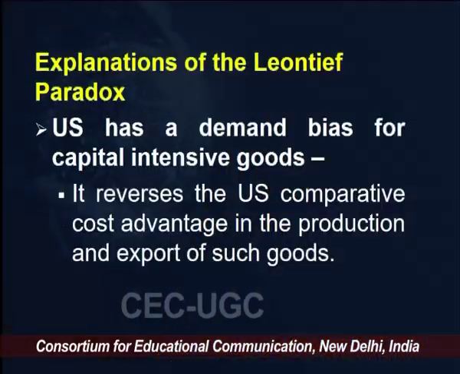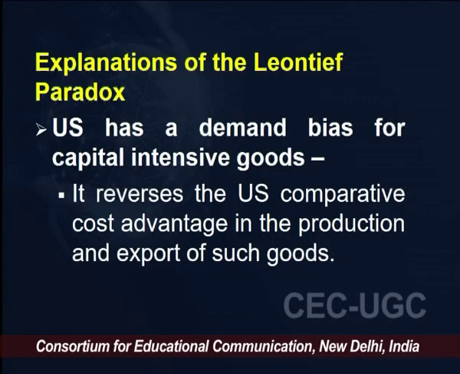Also, the US has a demand bias for capital intensive goods. Now, when such a situation is there, it reverses the US comparative cost advantage in the production and export of such goods. So, they have a knack of importing more and more of capital intensive goods because they have a demand bias. So, when we talk about automobiles, the Japanese automobiles are selling in the USA and they are importing them from Japan. So, that increases the capital intensive goods import in the USA.